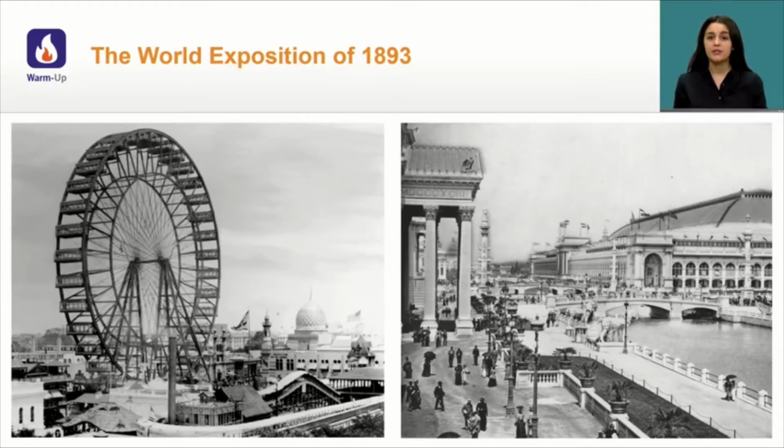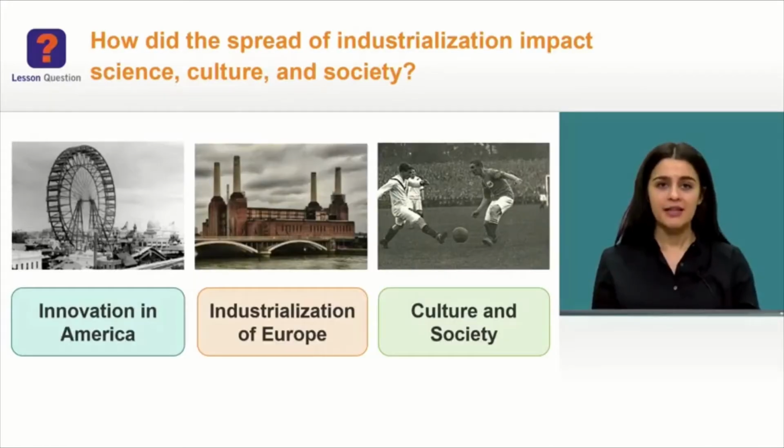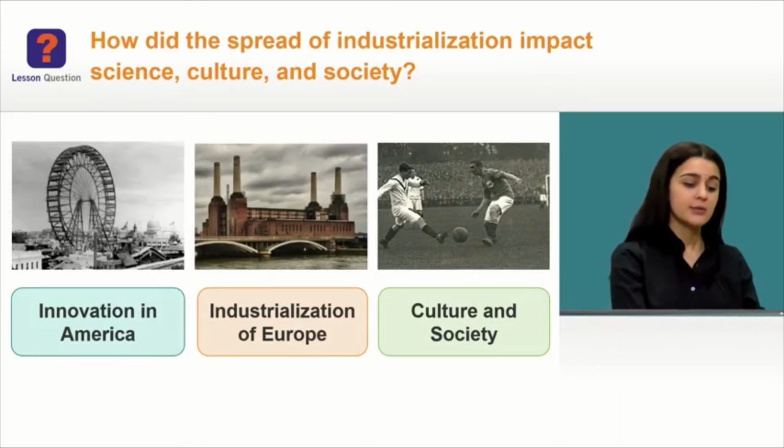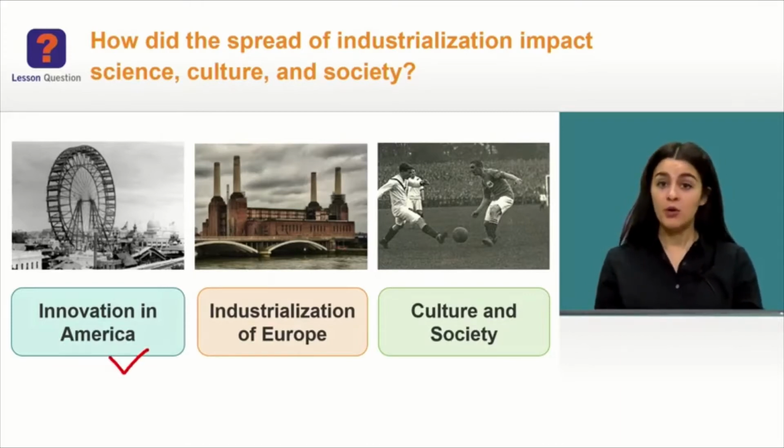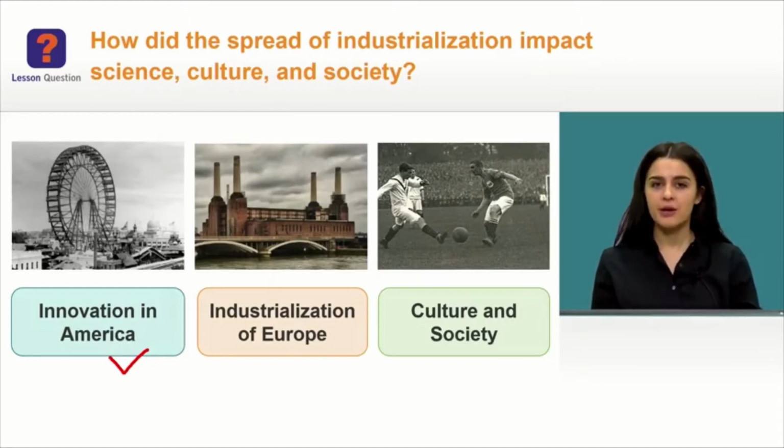In this lesson, we are going to focus on the question of how did industrialization spread impact science, culture, and society? Let's begin our lesson. First, we're going to discuss innovation in America. In the warm-up, we talked about how advancements in science and technology were showcased at the 1893 World's Fair. The Industrial Revolution began in Britain, but it soon spread to other countries like the United States. Let's learn about that first.